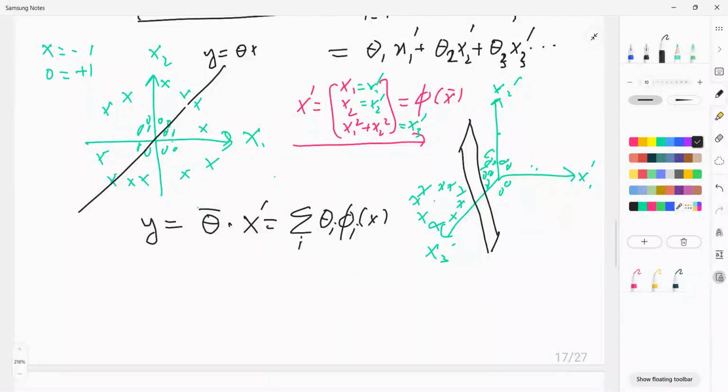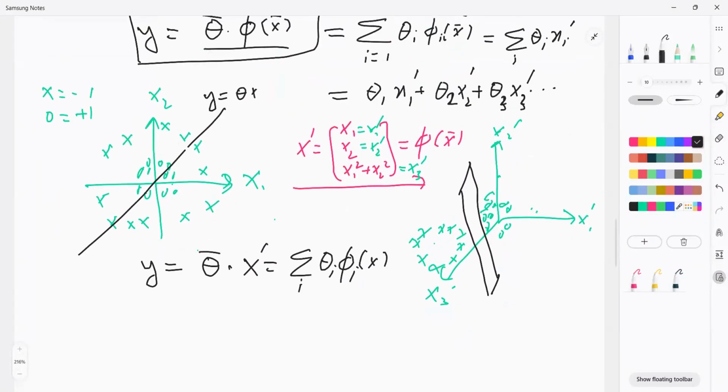So it means this feature transformation results in a problem that we can linearly separate. Of course, in general, we don't actually know what feature transformation to use. That's actually the biggest design choice that an engineer has to make.